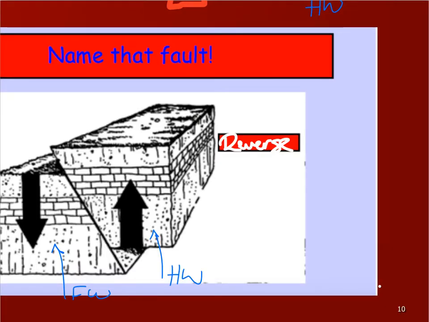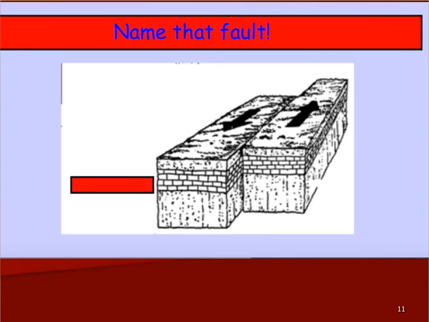This next one is a reverse fault. Your foot wall is below your hanging wall, so your hanging wall is now being pushed up. That's reverse, caused by a convergent boundary and by compression. This last one not labeled is going to be a strike-slip lateral fault line. It's caused by shearing, so the stress shearing, and it is a transform boundary.